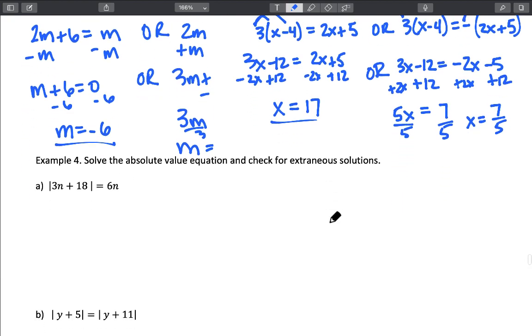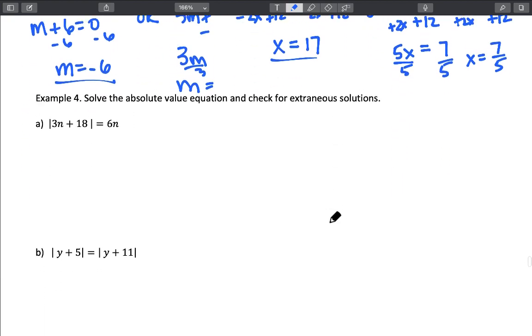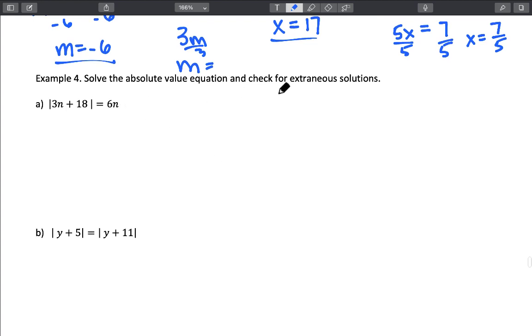Alright, we're going to do one more example here today. Example 4, solve the absolute value equation and check for extraneous solutions. So we have our absolute value that's already isolated. We're going to write our two equations. 3n plus 18 equals positive 6n, or 3n plus 18 equals negative 6n. So let's solve these one at a time.